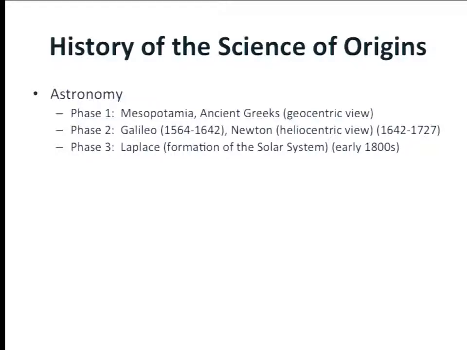Phase 2 occurred much, much later with the origin of the heliocentric view, that actually the way it really operates is that the sun's at the center and everything is orbiting it or close to it. And then it wasn't until Laplace in the early 1800s that we actually had a theory for how it came to be as opposed to how it operated.